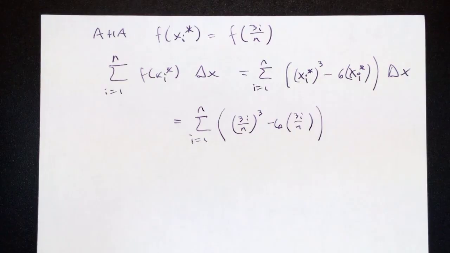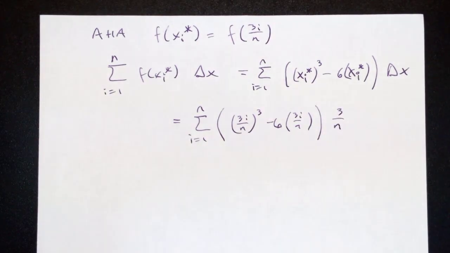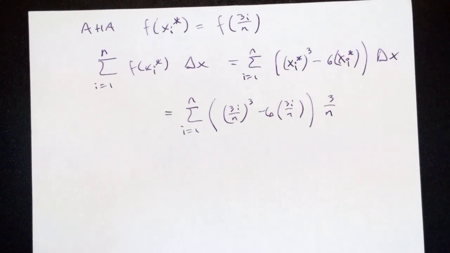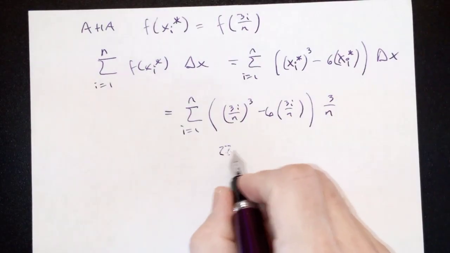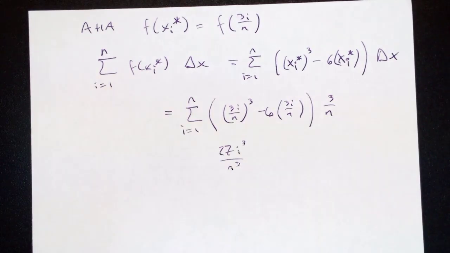Delta x. We knew delta x also, didn't we? What was delta x? 3 over n. And now, a lot of algebra. I want to cube this. I'm cubing a fraction. When you cube a fraction, you cube the top, you cube the bottom. What's 3 cubed? 3 times 3 times 3 is 27. 27 i cubed over n cubed. i to the third, n to the third.